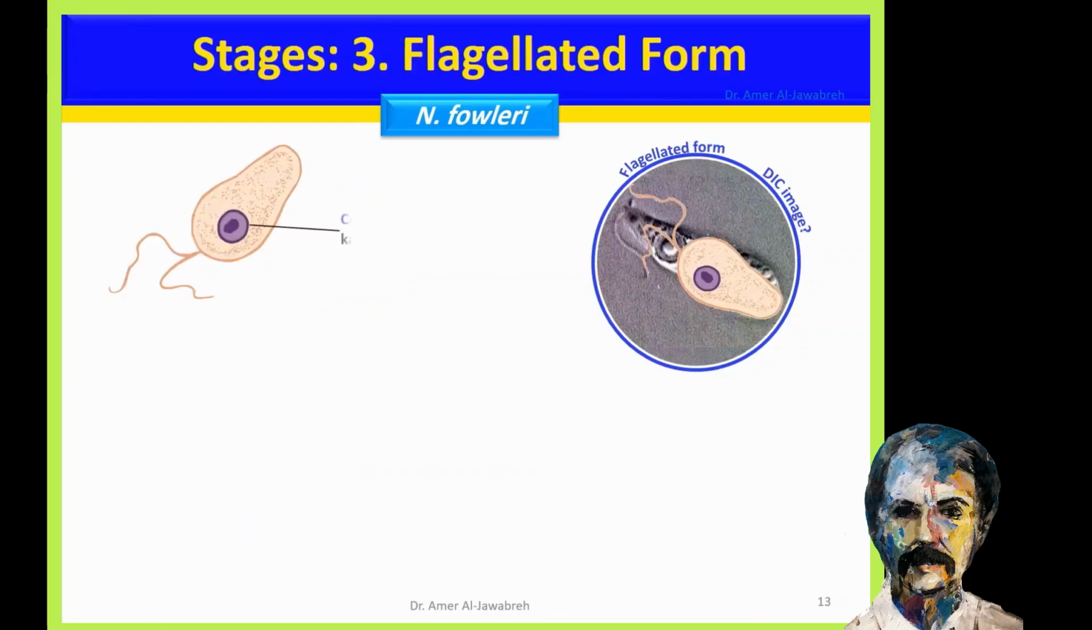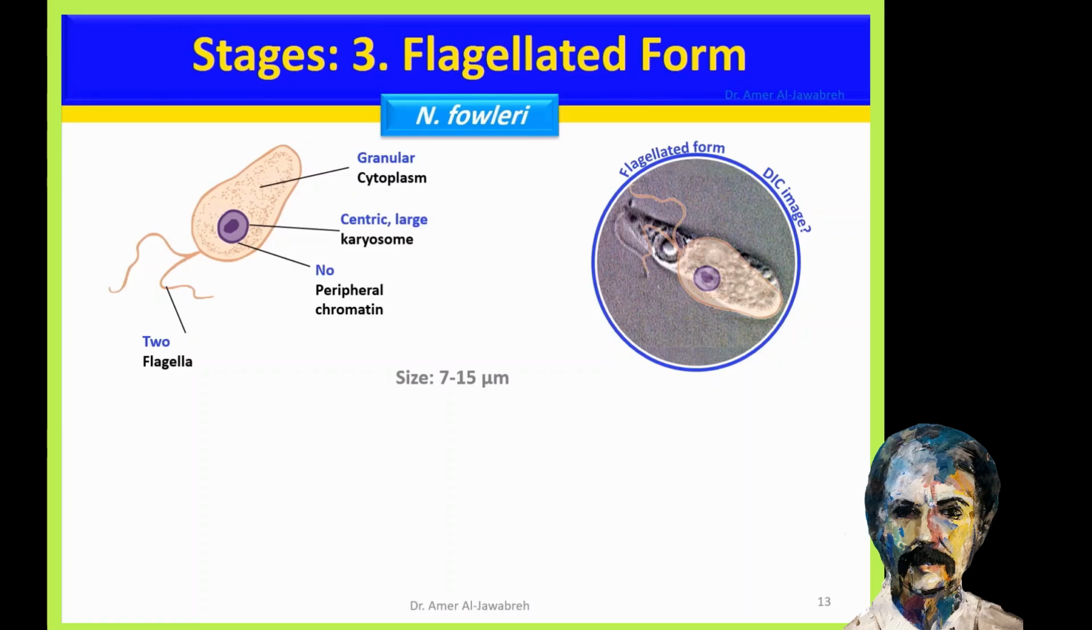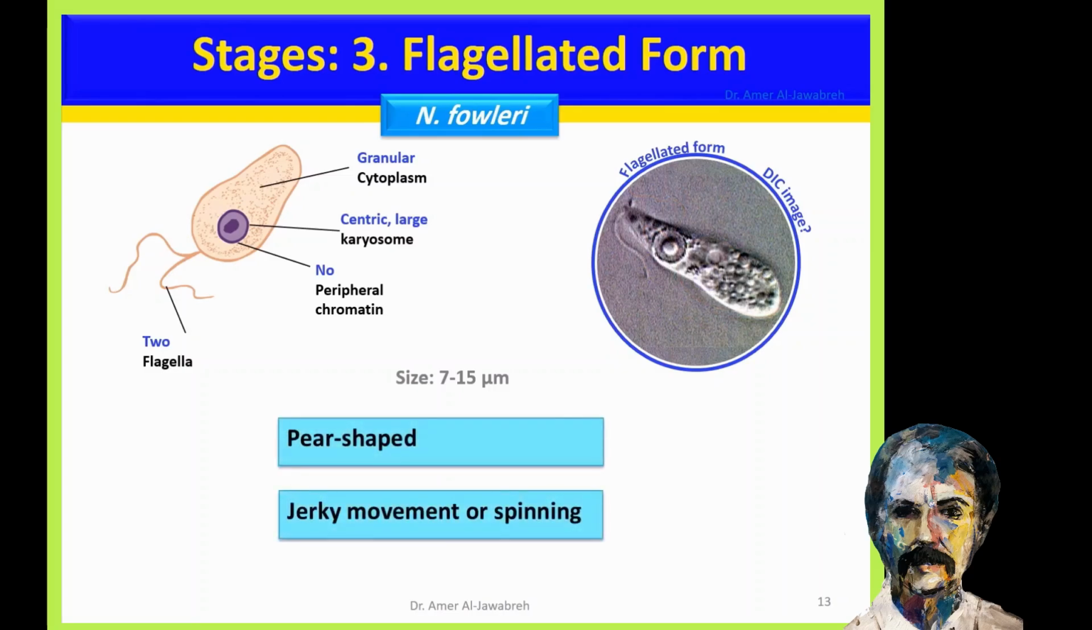This is the third form, which is the flagellated form. It's a pear-like shape, and it has a nucleus, karyosome in the middle, centric, and it has two flagella. Flagella for movement and motility. Size 7 to 15, smaller than the trophozoite. That's how it looks here, DIC microscopy, pear-shaped, jerky movement or spinning. So under the microscope, if you take CSF and this is there, you can see it moving jerky, shaking, or spinning around itself.